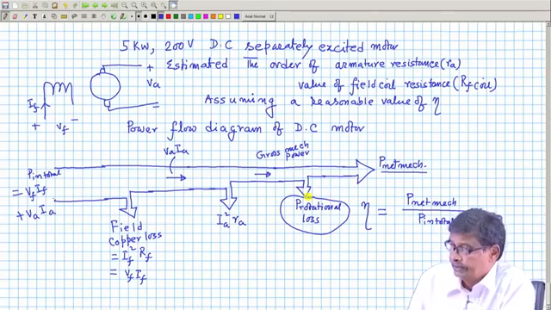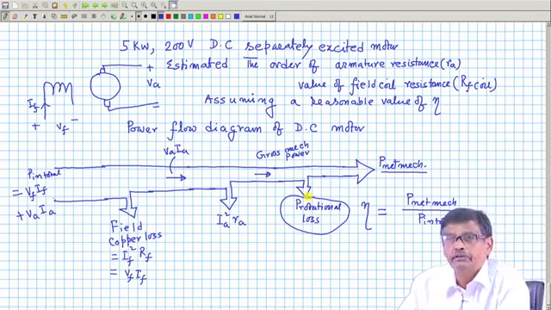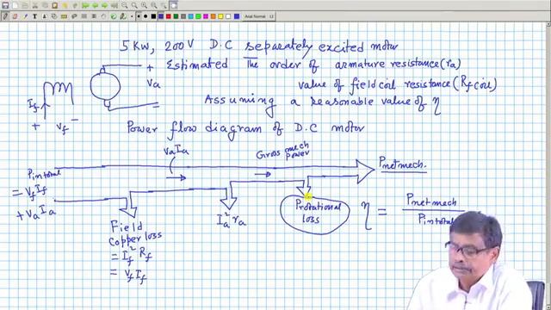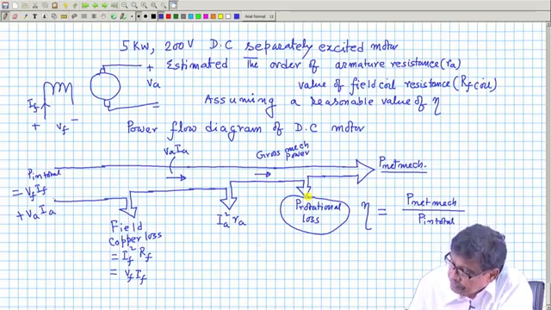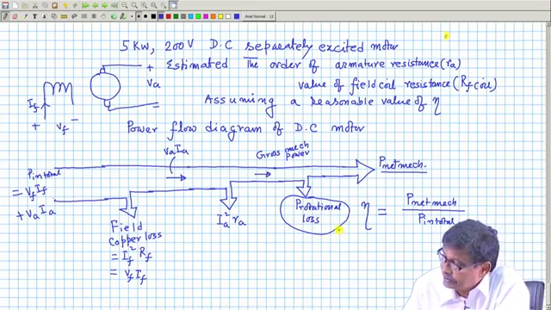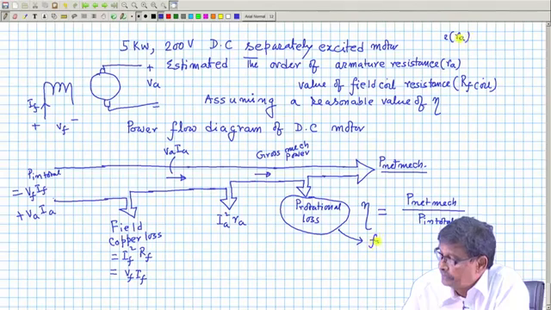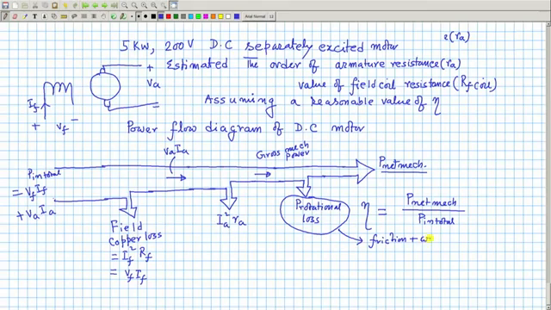What happens is this: when a DC machine is rotating, there will be friction and windage loss. Rotational loss comprises friction plus windage, since it runs against air, and there will be mechanical friction on the shaft and bearing, plus the eddy current loss in the armature.